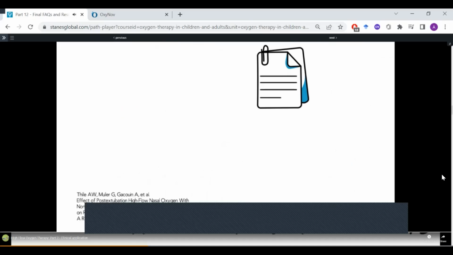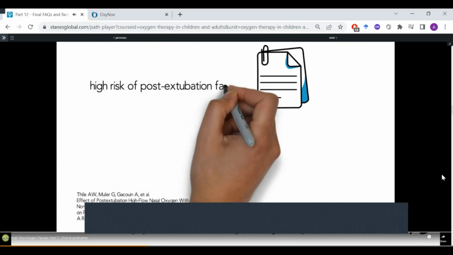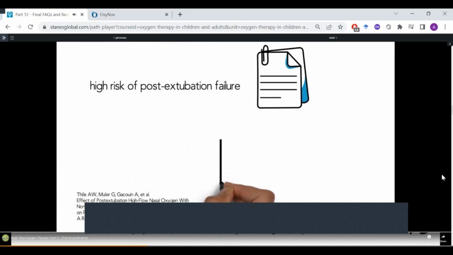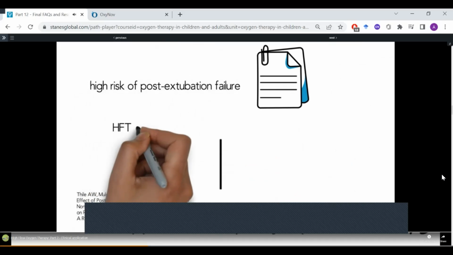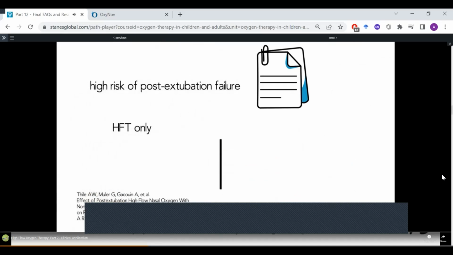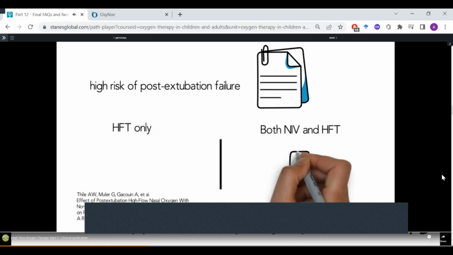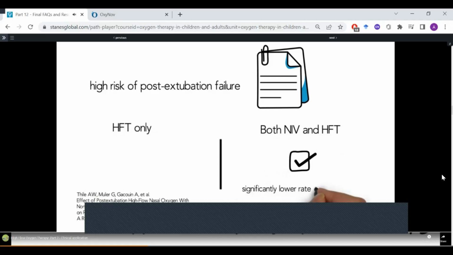In fact, in another study, patients at high risk of post-extubation failure were placed in one of two categories. The first category was high flow therapy only, and the other group allowed for both NIV and high flow therapy. Now, the patients that went on both NIV and HFT had a significantly lower rate of reintubation versus the group that went on HFT only. So don't get confused. HFT is definitely not mask-free NIV, but it is a great tool to treat patients with oxygenation issues who are in respiratory distress.